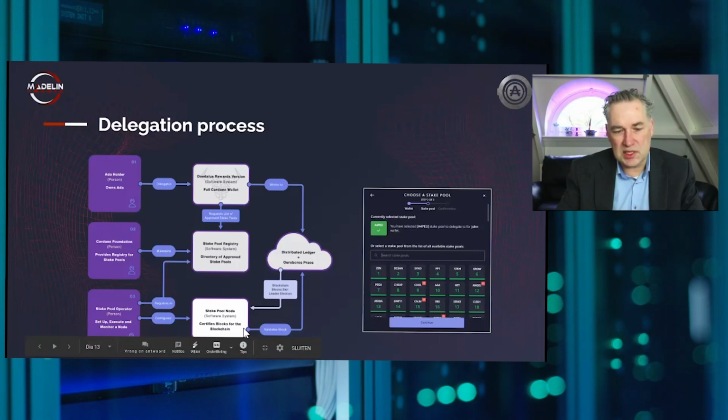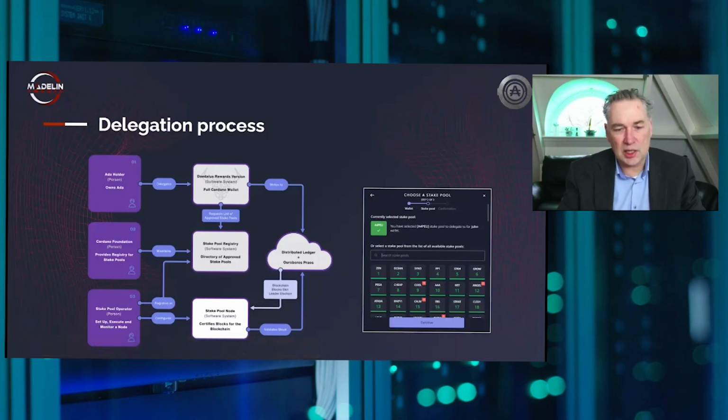And once it has validated this block with transactions, it broadcasts the outcome to the network, where other nodes are basically validating if the outcome is correct. And once this is correct, the stake pool gets a reward.